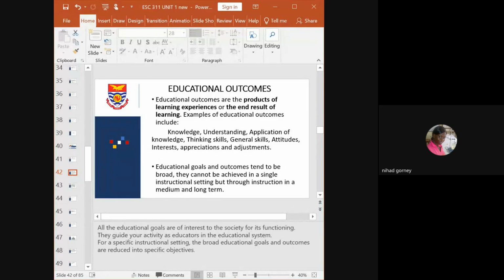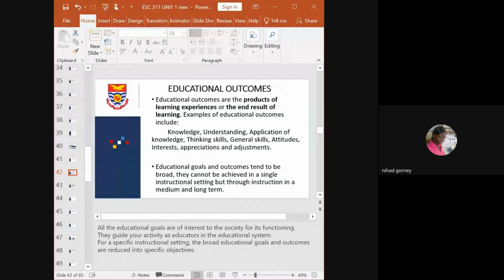And so educational goals and outcomes tend to be broad and cannot be achieved in just a single instructional setting. So we put them into long-term plans. Because of these educational goals and outcomes, we have placed them into various programs: this junior high school, this senior high school. Let's break those bits into what is to be learned in the basic school and what is to be learned in the senior high school, to be able to achieve these outcomes, which will at the end of the day help the society to function well by attaining our educational goals.